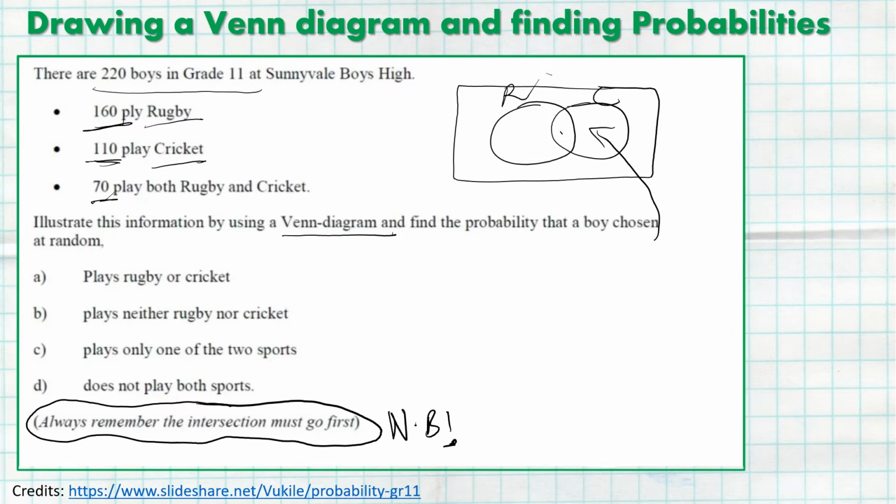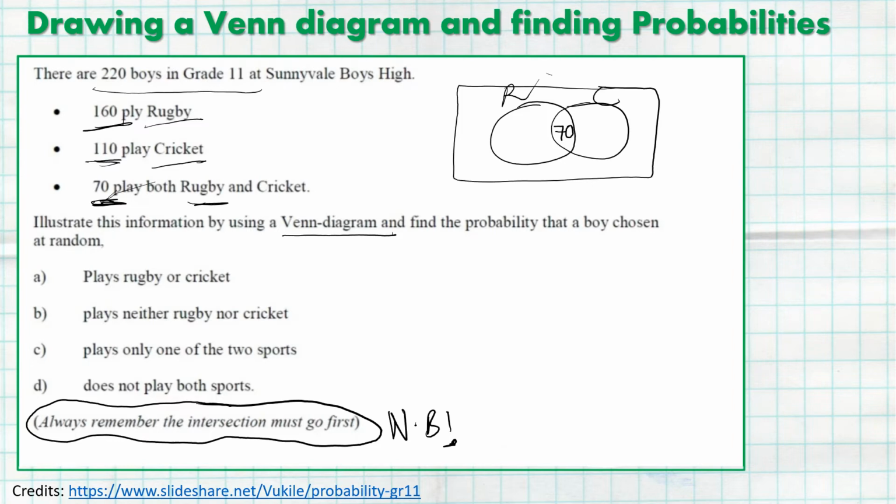So similarly, we're going to start at the intersection. They've already given us the answer for the intersection. They said 70 play both rugby and cricket, meaning that at the intersection we have 70. What if they don't give you the intersection? You just put x. You can use any variable to show that it is an unknown. But in this case they give us 70 play both rugby and cricket, so at the intersection you just put that 70.